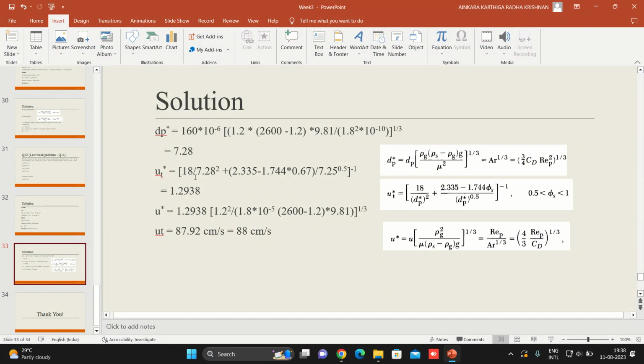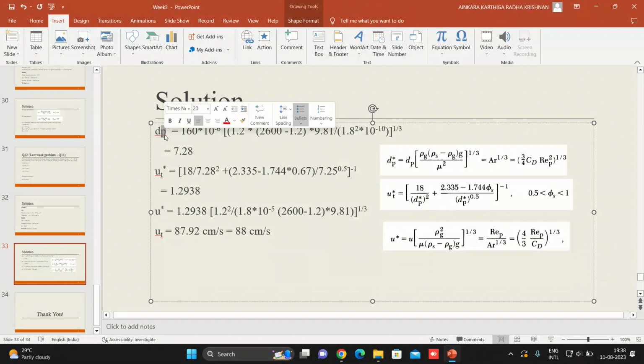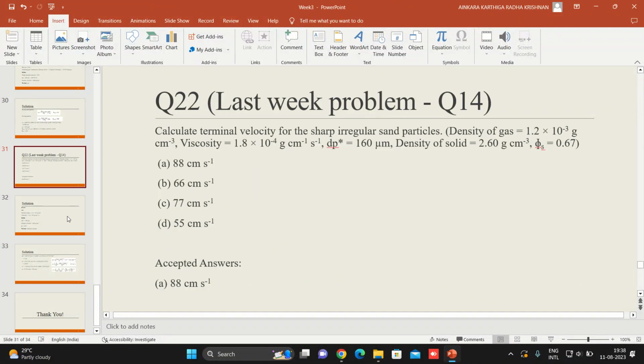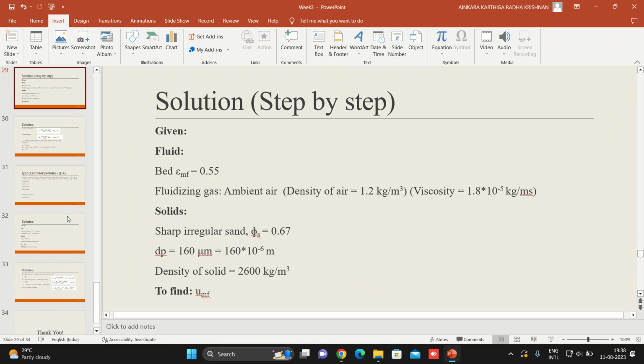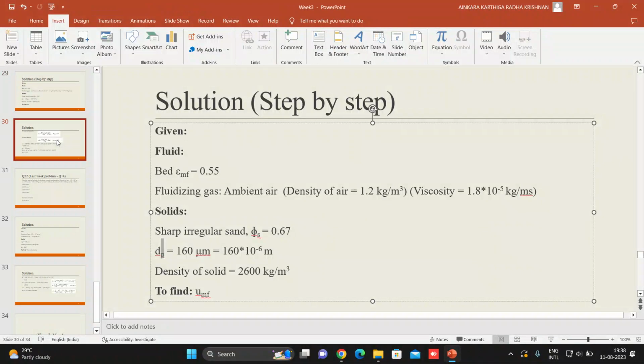It is dp star, ut star, and ut the terminal velocity. And we have calculated almost everything with this week's problems, I guess. So this was about calculating the terminal velocity, and we have got it as ut equal to 10 power, sorry, 88 centimeter per second.